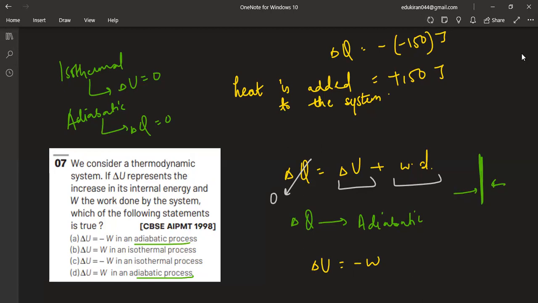In the previous question, it was specified that work done is negative. It was given. Here, this is a generalized question. So this means option A. Quickly noted.